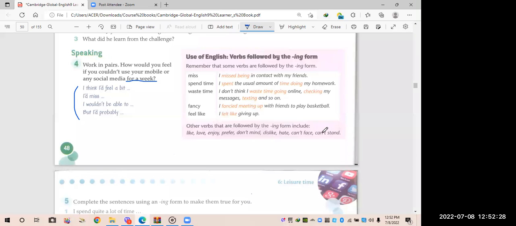Okay, so I think I will feel very bored and definitely I will be depressed because I can't live without my phone, and I will miss being in contact with my friends, and I wouldn't be able to watch dramas and listen to music. So I will really miss my phone.